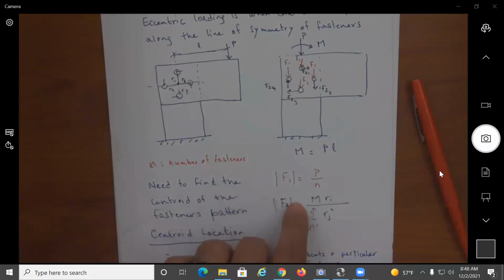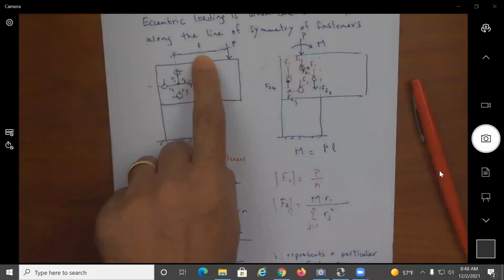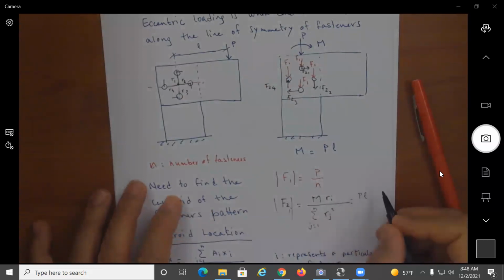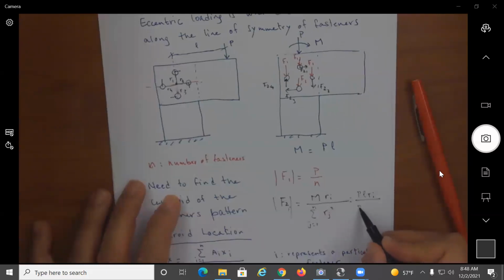Which, by the way, if we're looking at an eccentric force like this, I can also say that this is equal to P L Ri divided by sigma from j equal 1 to n of Rj squared.